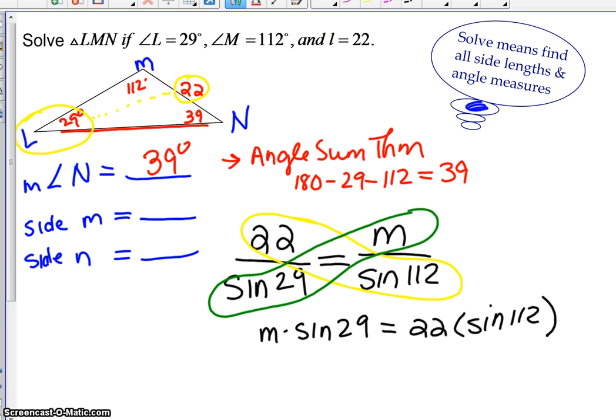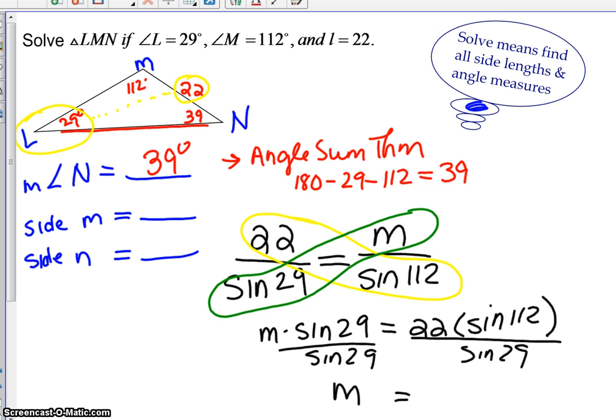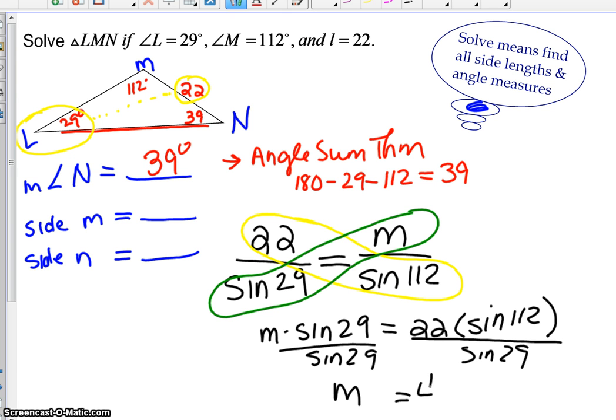Okay? So now I just need to divide both sides by sine of 29. And I'm going to get that M. So now my problem is I just have to take 22 times the sine of 112 and divide it by the sine of 29. Now that equals 42.07. I'm going to just say 42.1. Okay? So we found here our M to be 42.1.